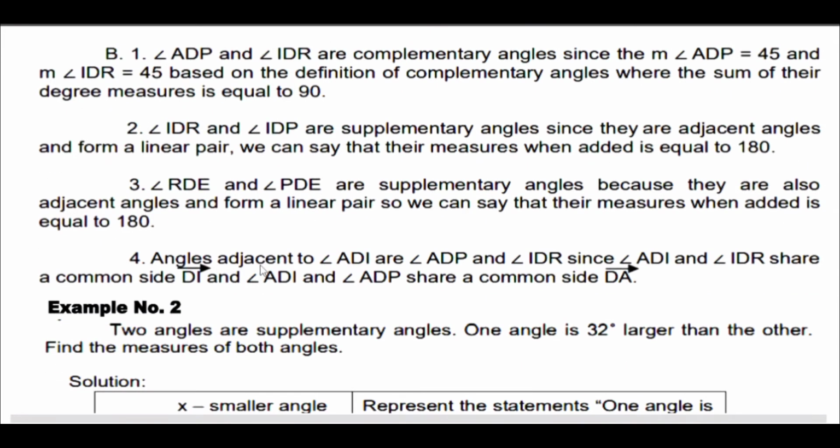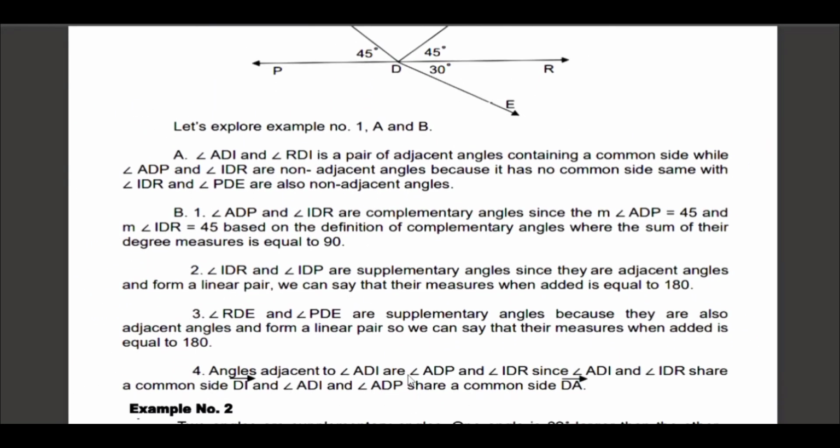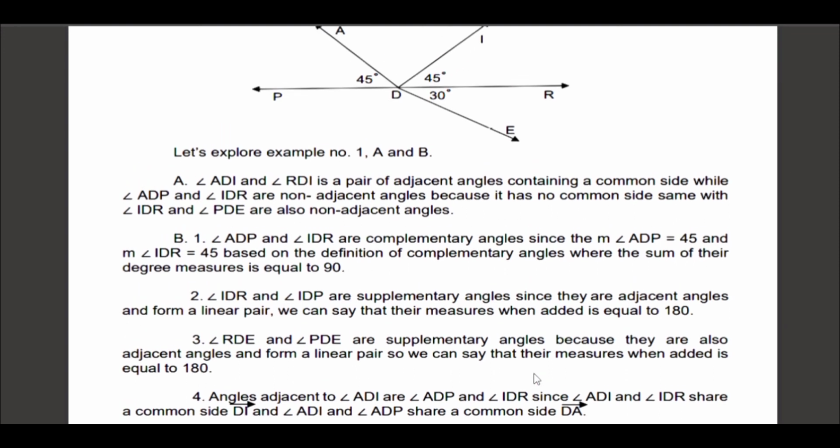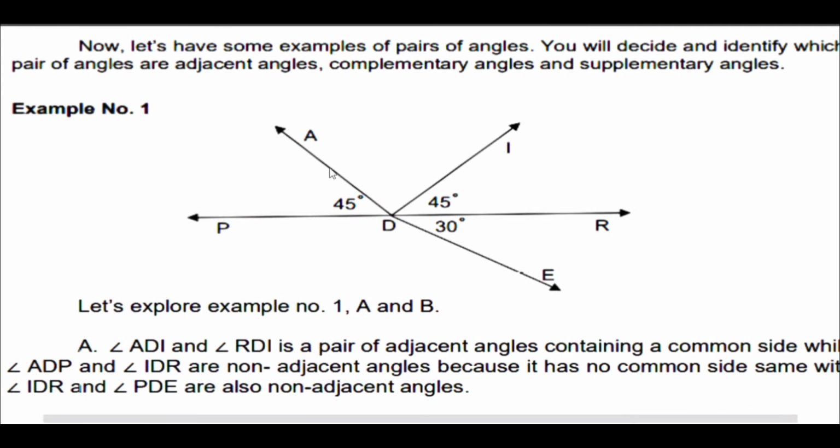So for number 4, we have angle ADI, which is adjacent to angle ADP and angle IDR. So this angle ADI is adjacent to these two angles, ADP and angle IDR.